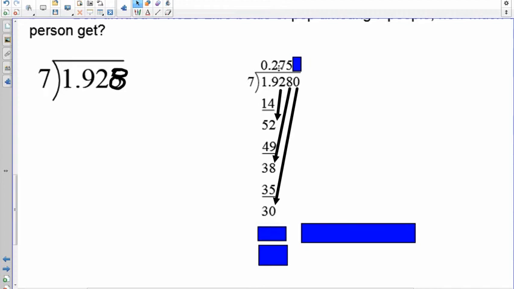Now you notice I've got 3 here. I have to have the 4th one, so I've only got to do one more step. 7 goes into 30 4 times, and that's 28. When I subtract that, I get a 2.